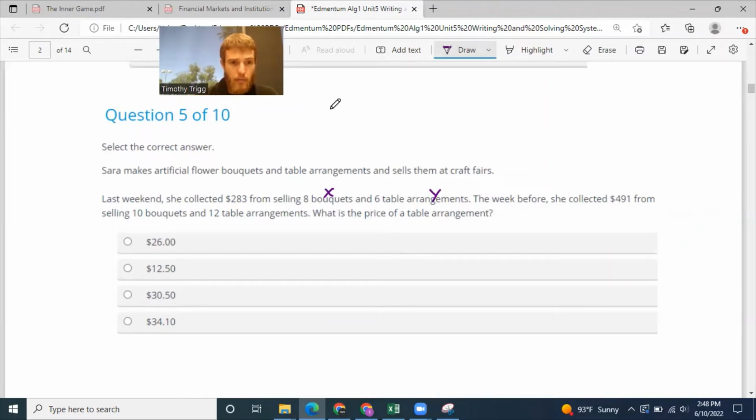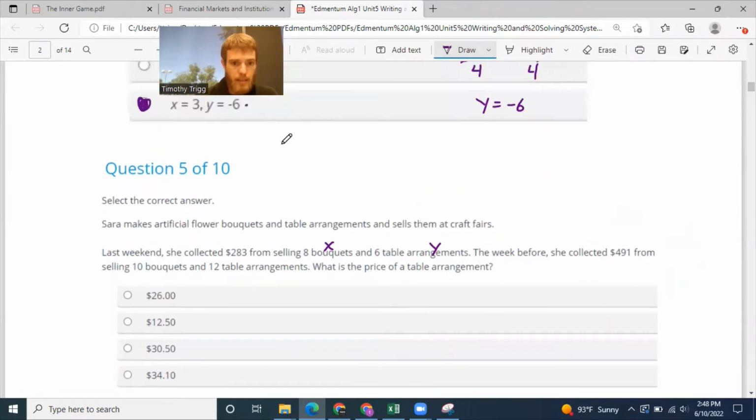So let's go ahead and write our first equation. The first equation basically says she sold 8 bouquets plus she sold 6 table arrangements. And the amount of money she brought in, the revenue, was $283. Great.